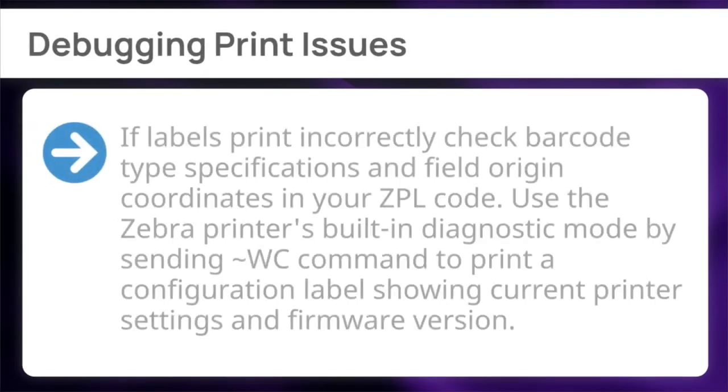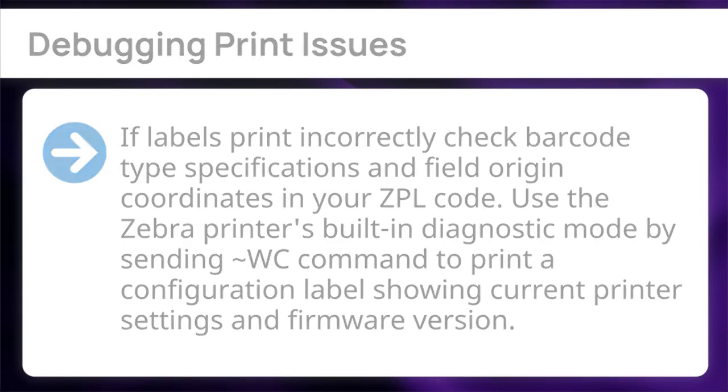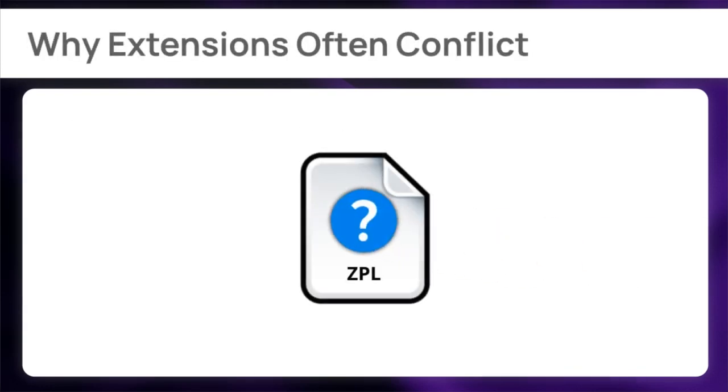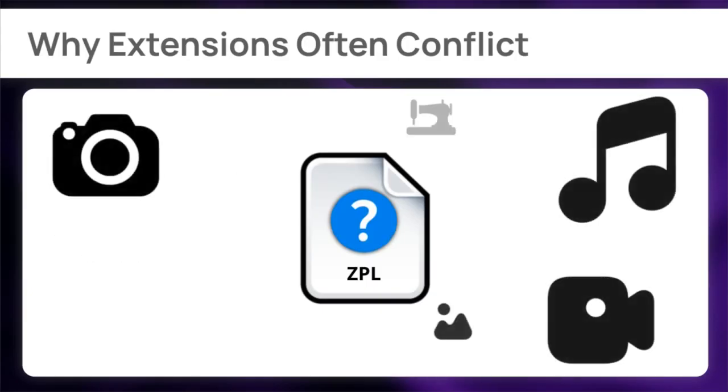Finally, debugging print issues. If labels print incorrectly, check barcode type specifications and field origin coordinates in your ZPL code. Use the Zebra printer's built-in diagnostic mode by sending the ~WC command to print a configuration label, showing current printer settings and firmware version. If compatibility checks failed, it is likely because the file extension name is shared by different developers for unrelated formats, causing your PC to use the wrong reading language.